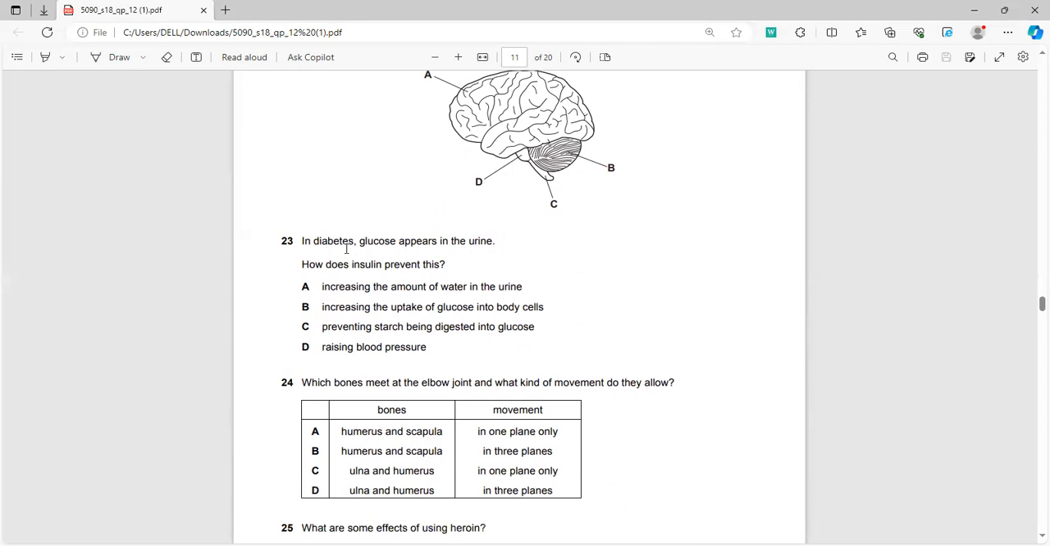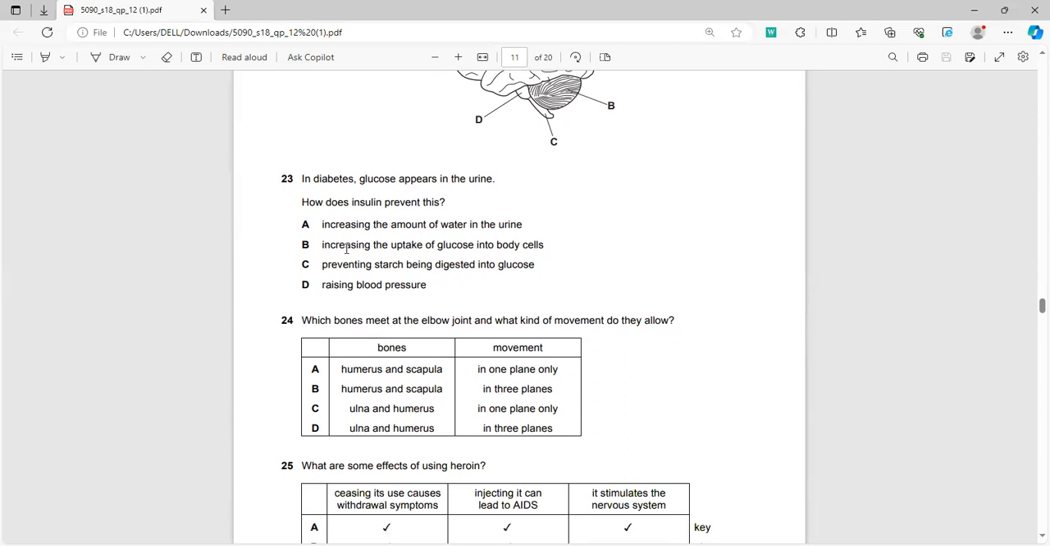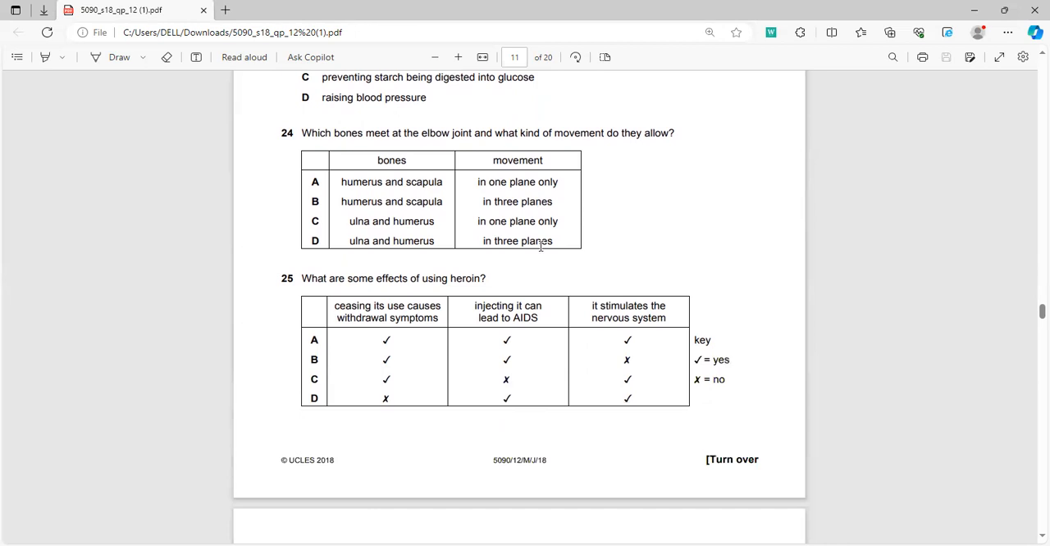Now, they say that in diabetes, glucose appears in the urine. How does insulin prevent this? What is the function of insulin? Insulin converts glucose into glycogen. Is it increasing the amount of water in the urine? No, that's wrong. Increasing the uptake of glucose into body cells. Yes, this is the answer.